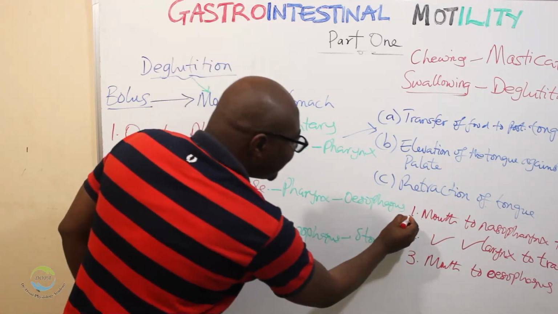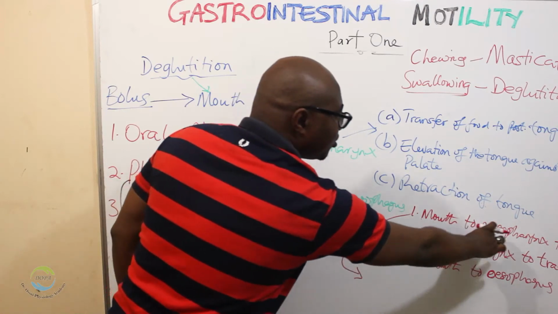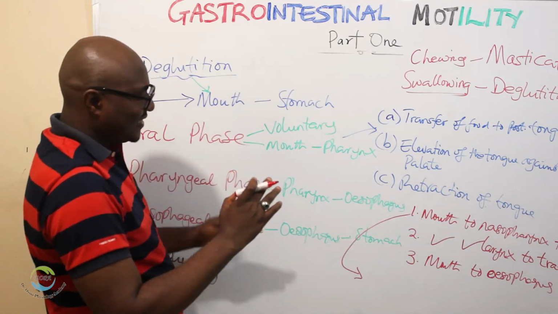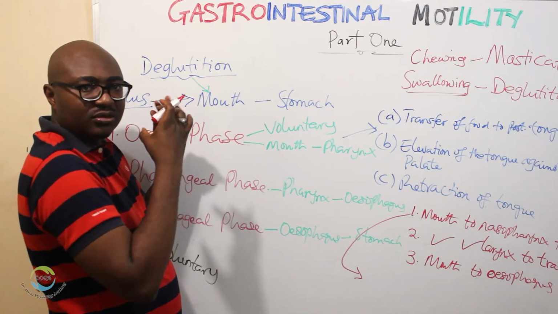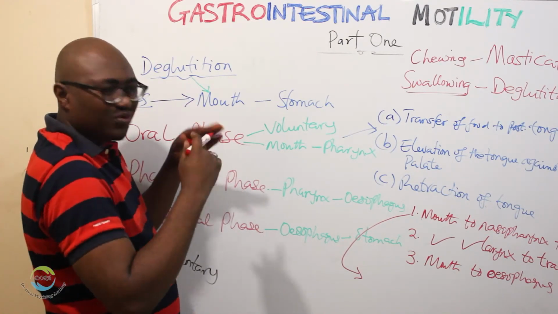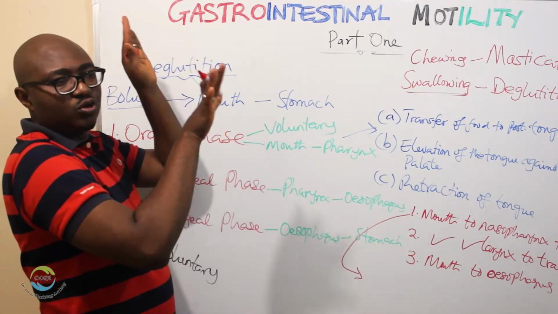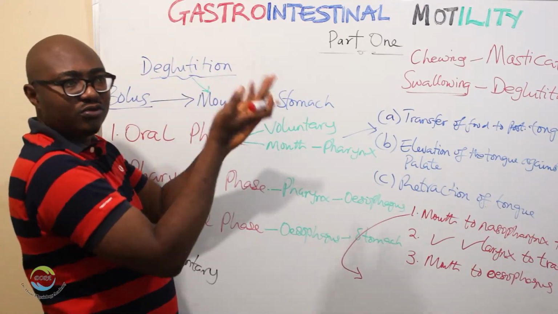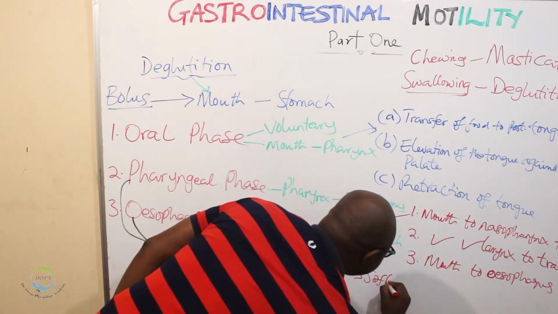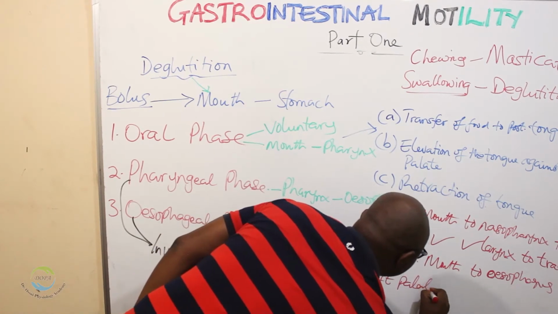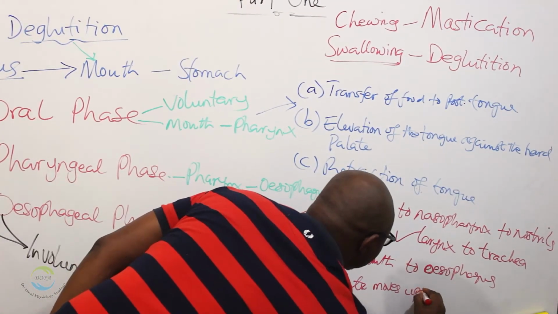So what happens? Look at the first one. Prevention of food going to the nostrils is done by the soft palate. There's a part at the back of your throat that's called the soft palate. The soft palate moves up to close the nasopharynx so that food does not come out from the nose. So the soft palate moves upwards.